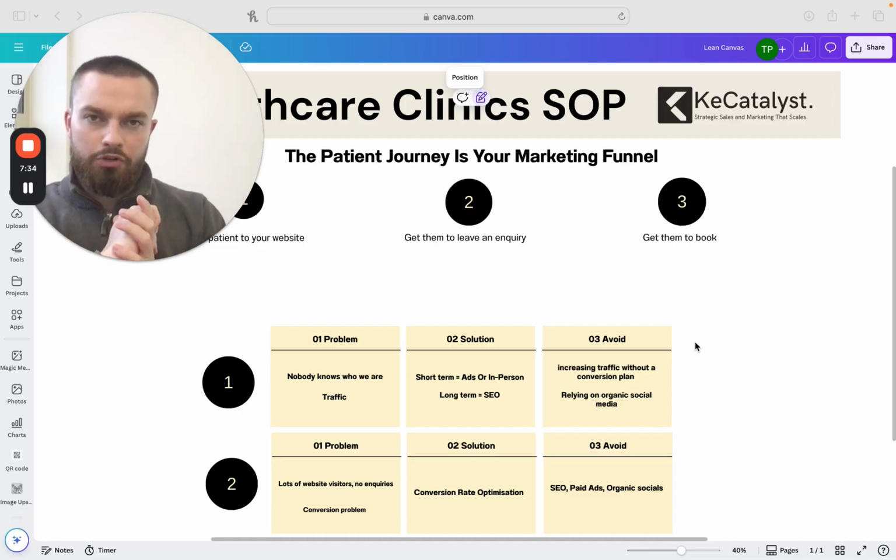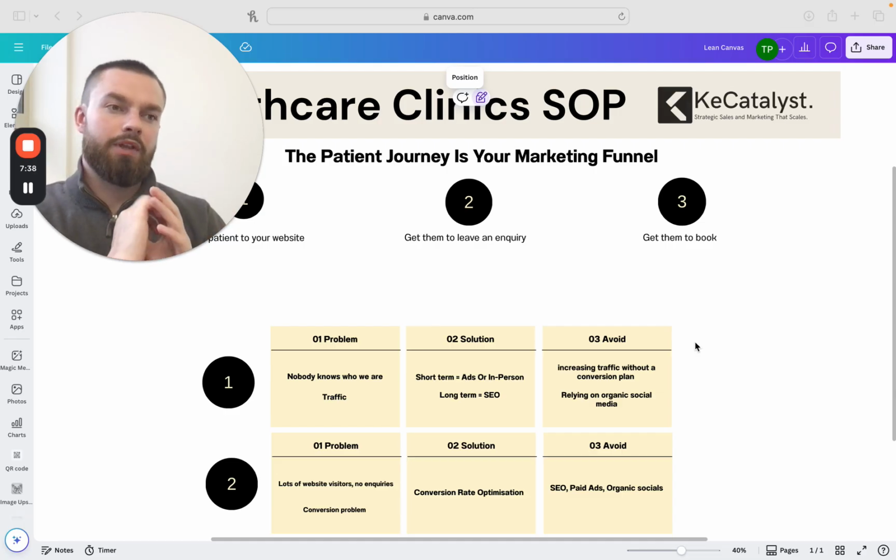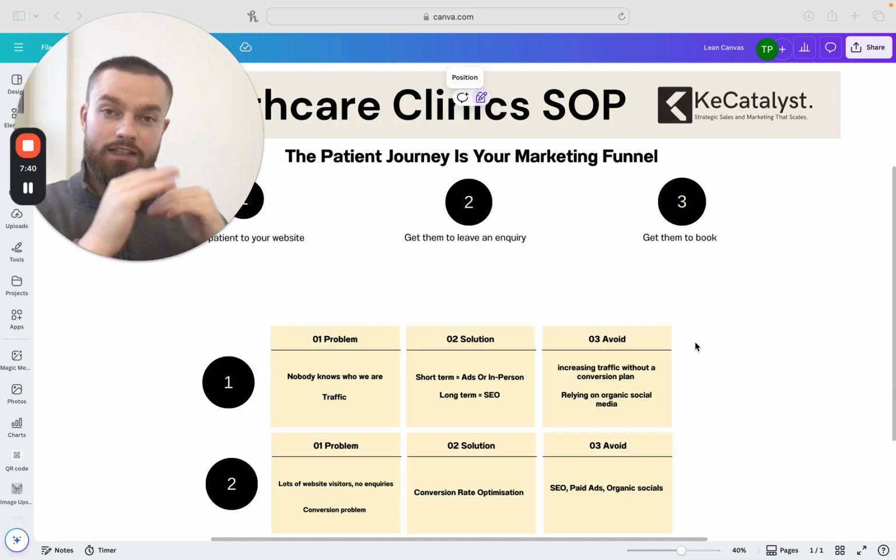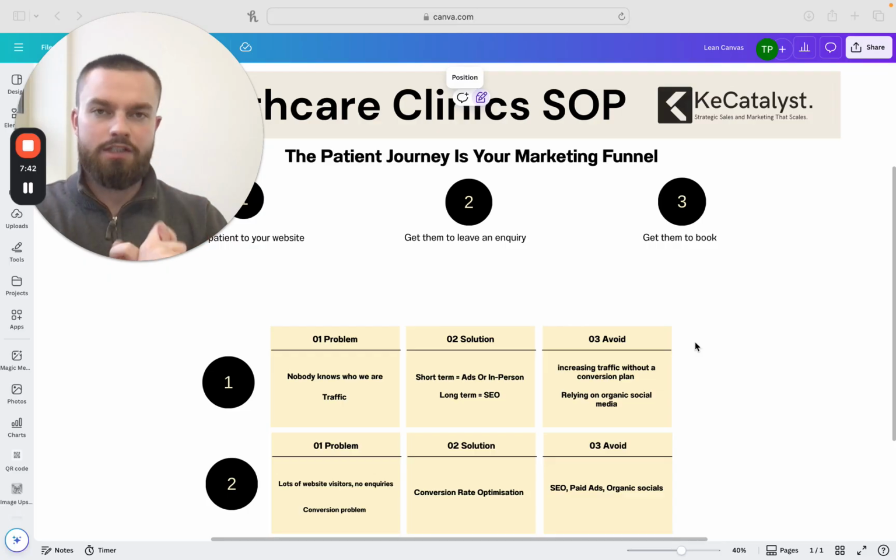If they're not leaving an inquiry at this point, you don't want to assume that the marketing tactic does not work. You don't want to say Google Ads doesn't work, or SEO is not working. I'm getting more website visitors, but no one's booking, so Google Ads or Facebook ads don't work. I'm getting loads of visitors to the website, but no one's becoming a lead. No one's leaving an inquiry.